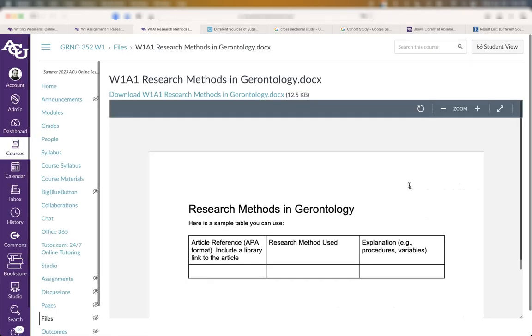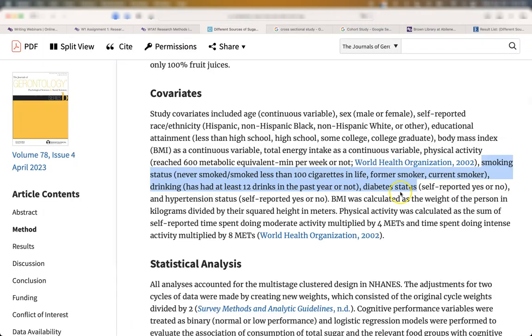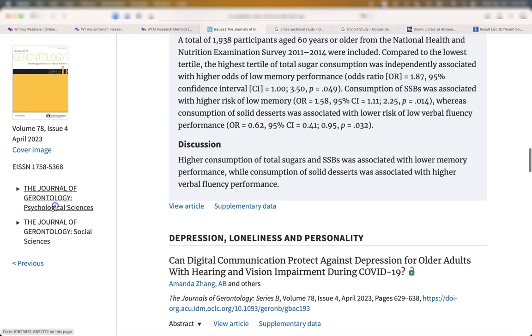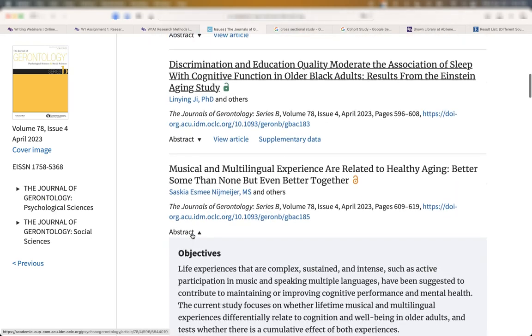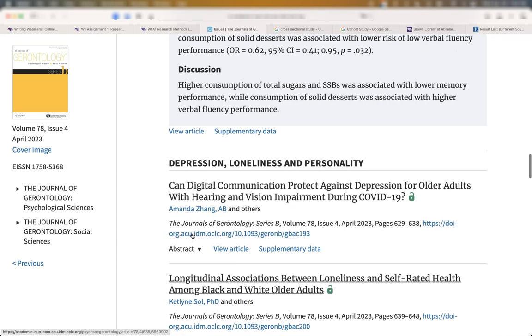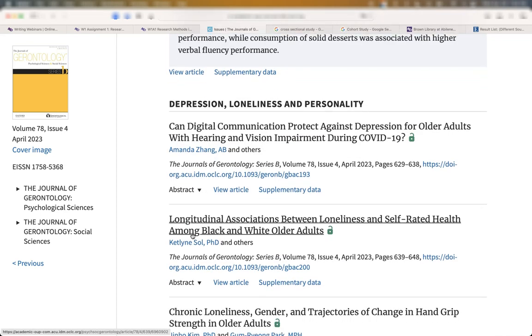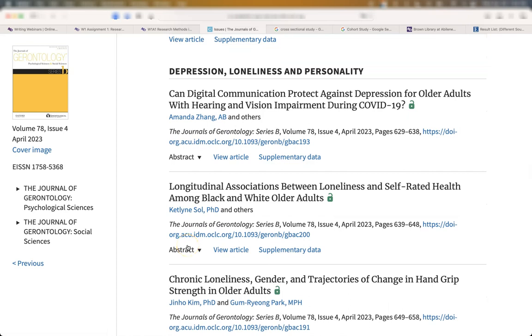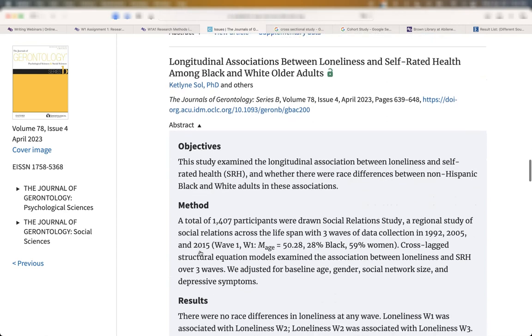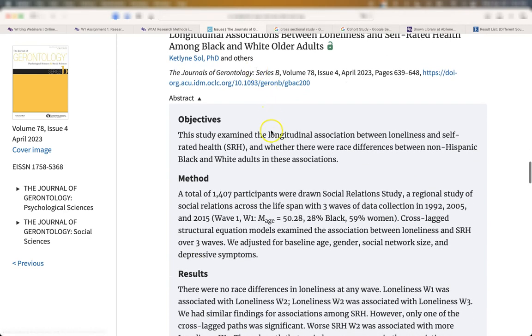Okay, so let's go look at another example here. So we're going to use the same journal here. And let's go ahead and take a look at this article on loneliness. Loneliness is a great problem of our age. And if we look at this, we see, oh, it says examine the longitudinal association.